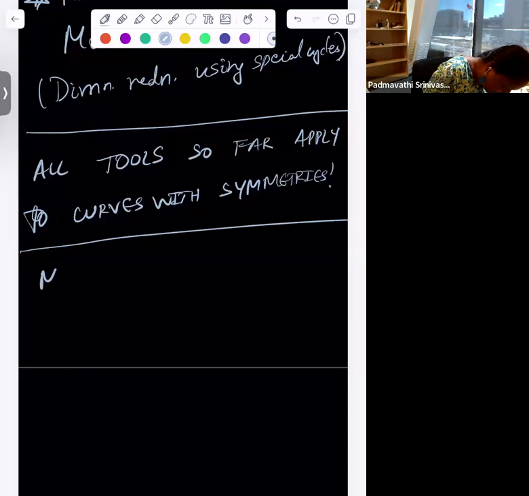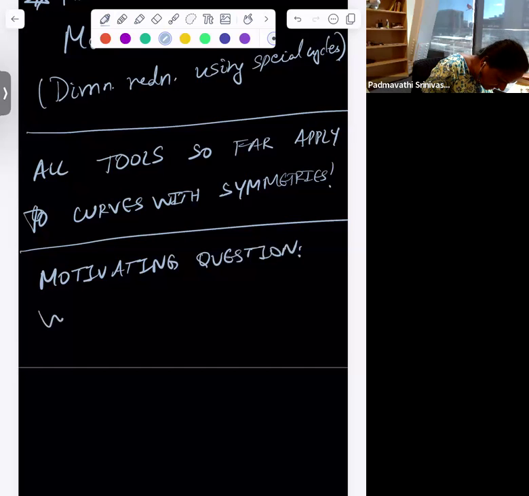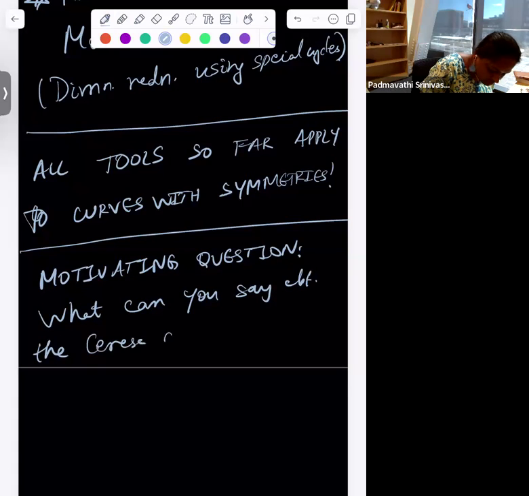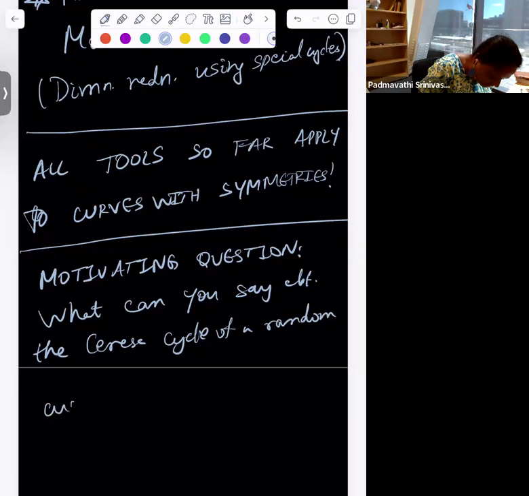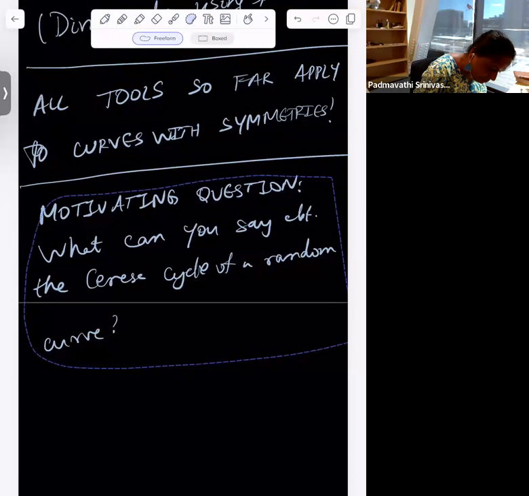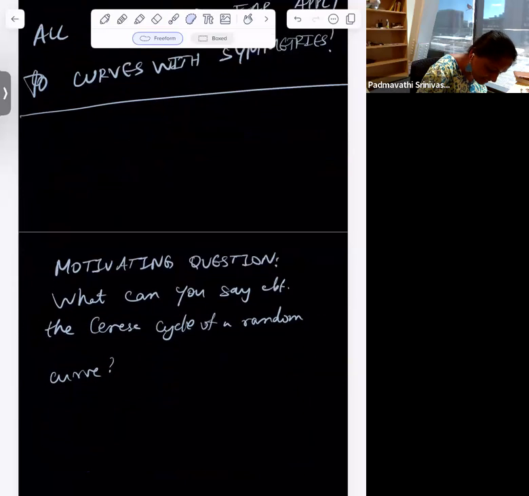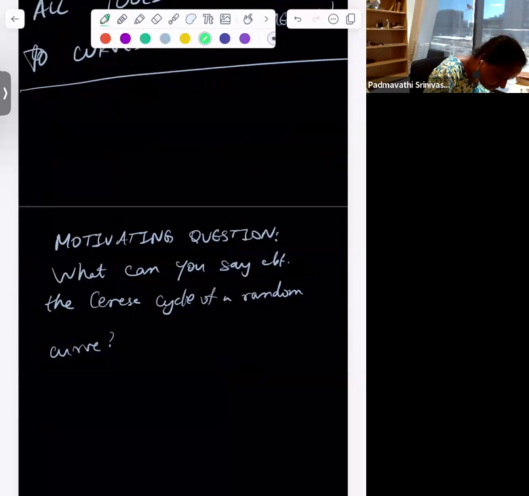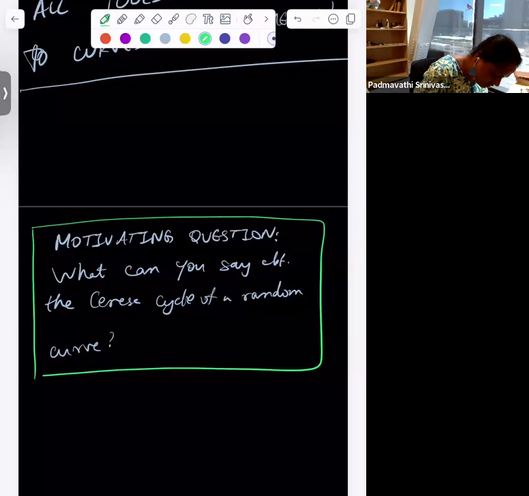So here's my refined or more specific motivating question. What can you say about the Ceresa cycle of a random curve? One with no symmetries whatsoever, you just wrote down an equation at random. Okay, let me actually move this to a new page and put it in a box to make it feel like this is an important question. What can you say about the Ceresa cycle of a random curve?